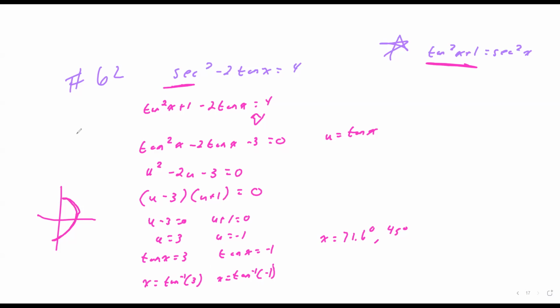How did I get -1? Should not have been that. Hold on, let's go back and check. Did I type in a -1? I did. Oh, it gave me -45. That's it. Okay, I was about to say I should not.